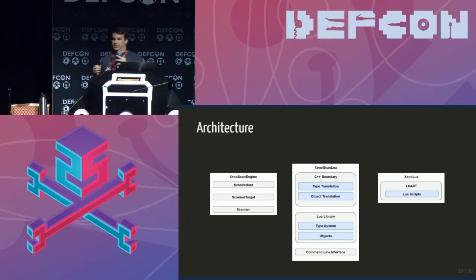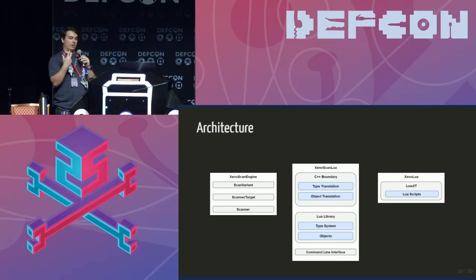So the code is architected into 3 main projects. There's the project you can see on the left here called XenoScan Engine. That's the core scanning code. That's the heart of the scanner. That's what knows how to search for certain types of values, knows how to flip endianness, knows how to search for chunks and thread all of that. All the fancy stuff is there. It exposes 3 things: a scan variant, scan target, and a scanner.